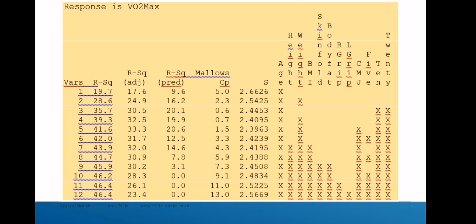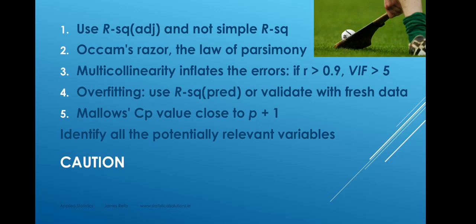So if we just consider some of the caution we need to apply when selecting variables for a multiple regression model, so selecting the predictors. Firstly, as we've said, use R-squared adjusted and not simple R-squared. R-squared is deceptive in that it always seems to improve with the addition of new variables, even if the new variables are not useful. So R-squared adjusted is better to use.